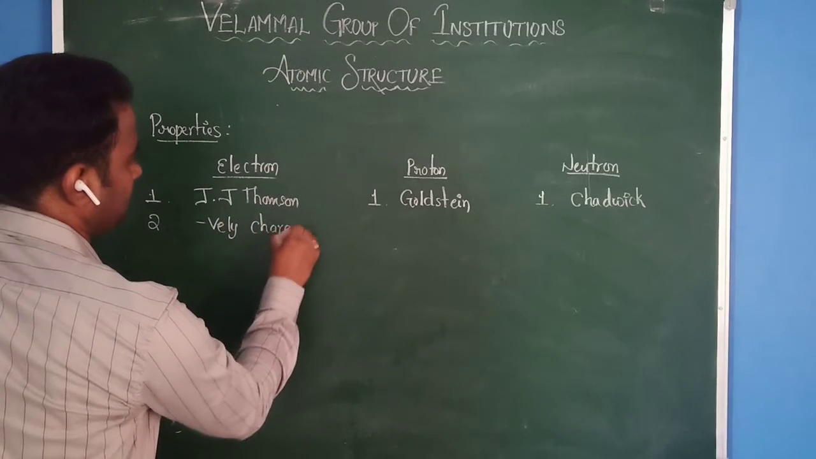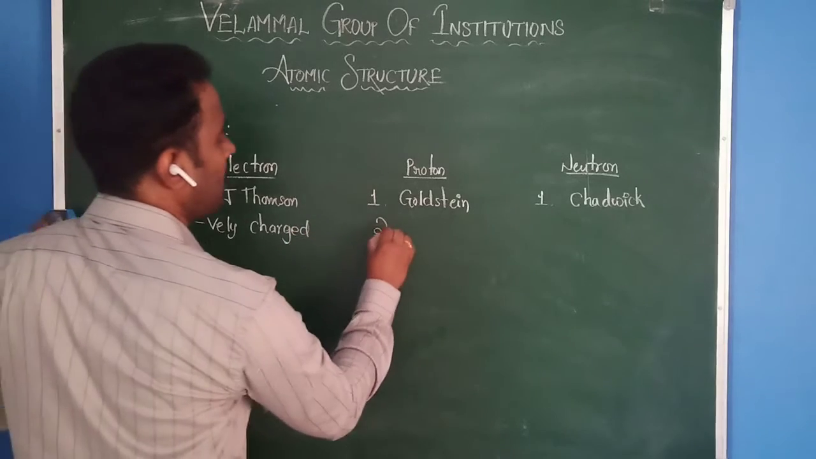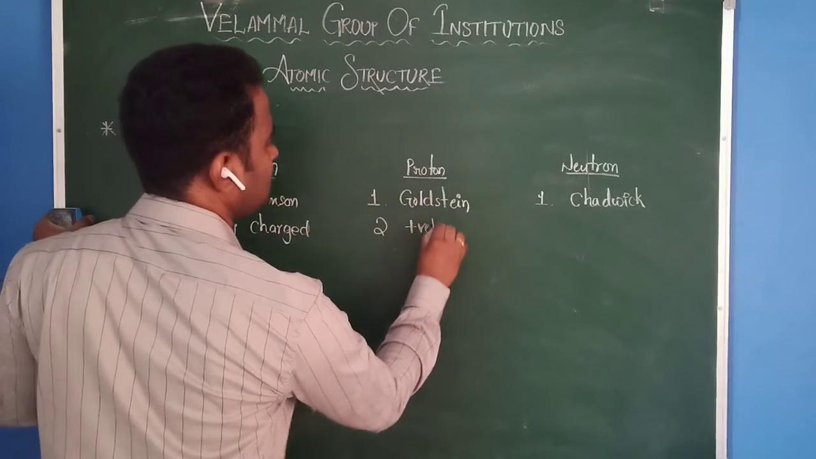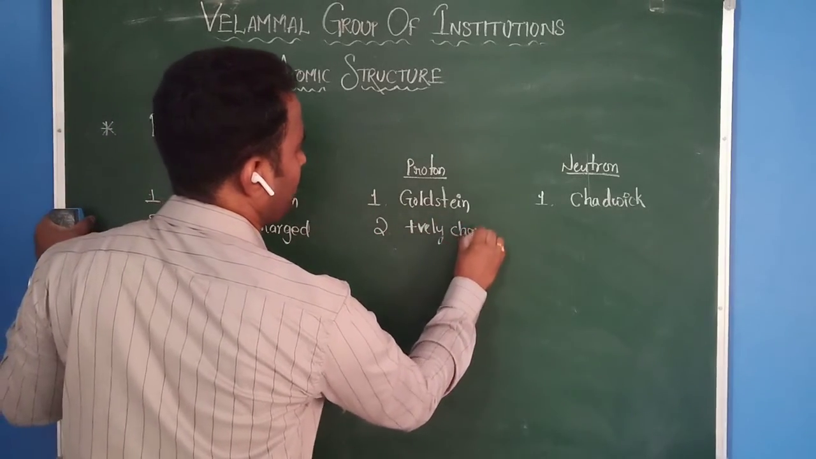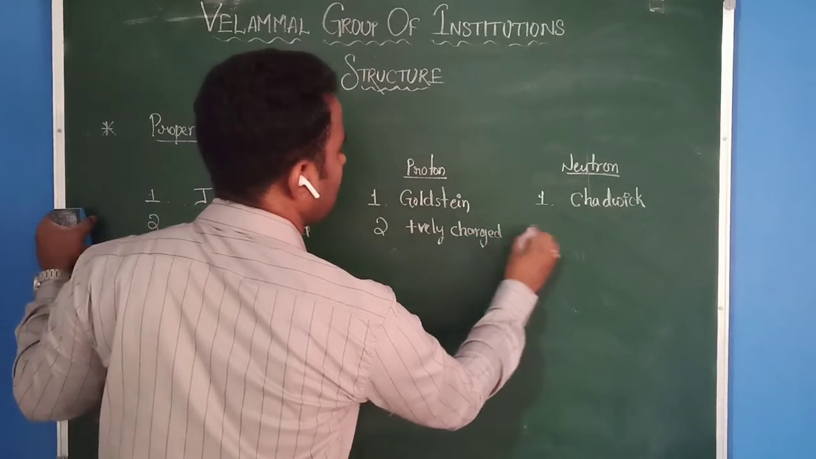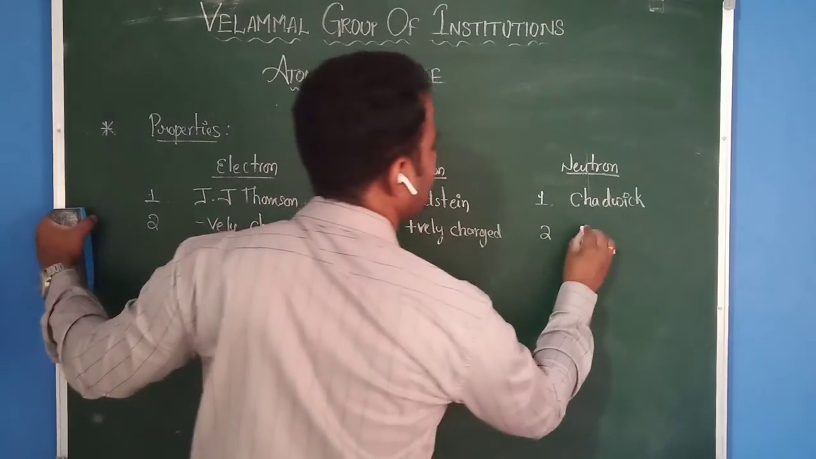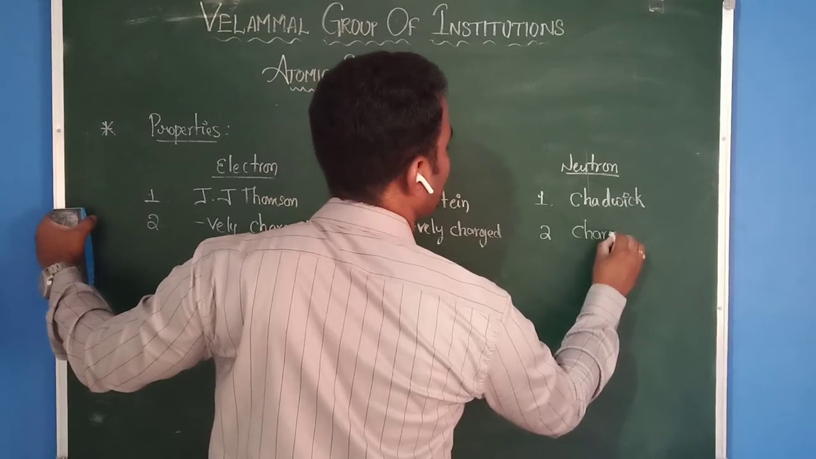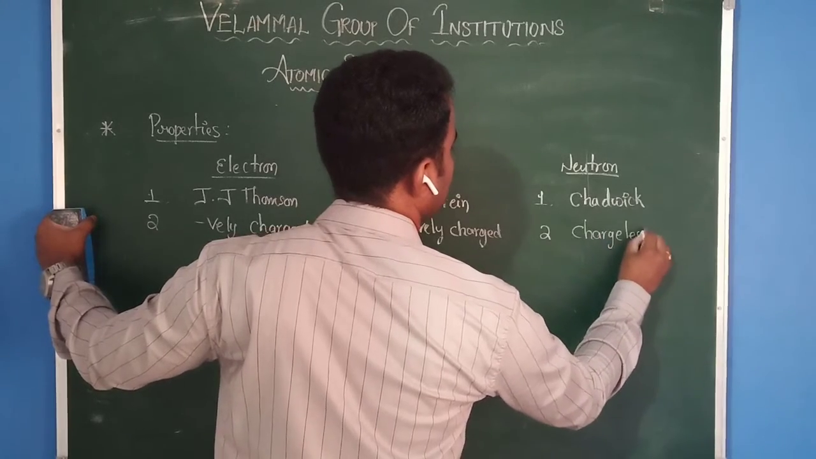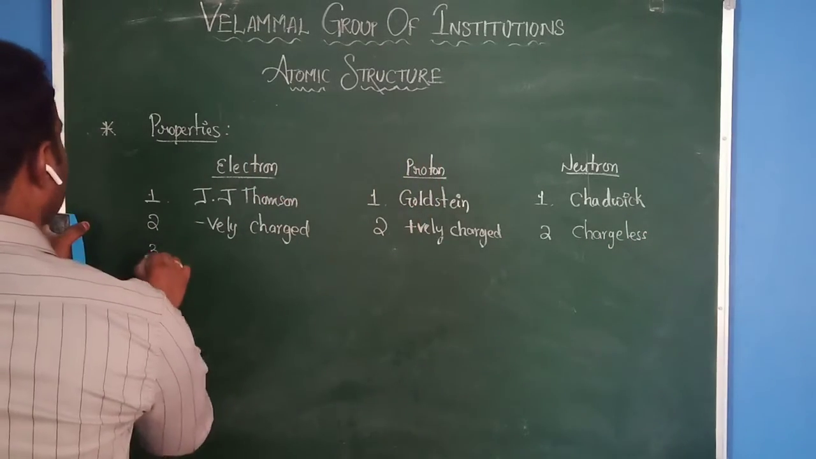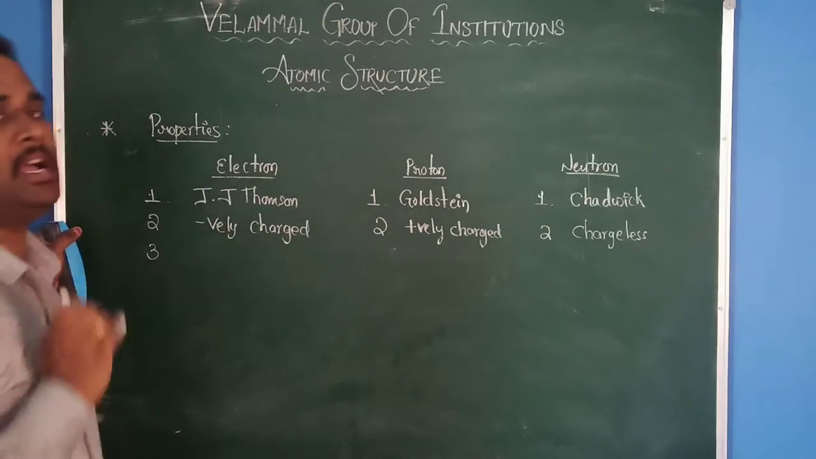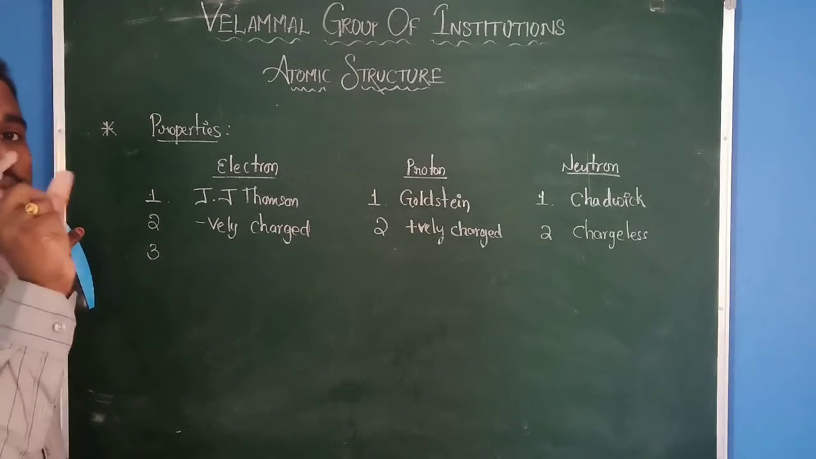Negatively charged. What about the proton? Positively charged. What about the neutron? Chargeless. There is no charge. The third point is that if there is a charge, then it contains one value.